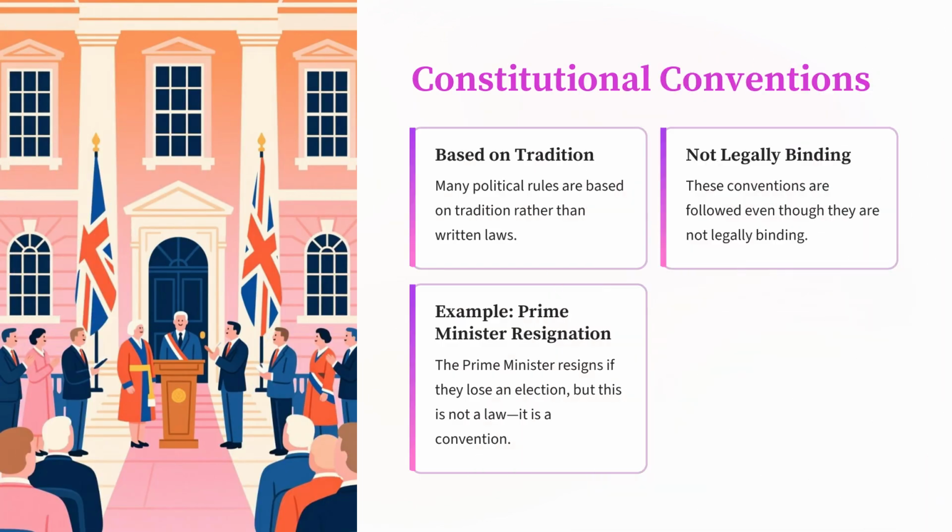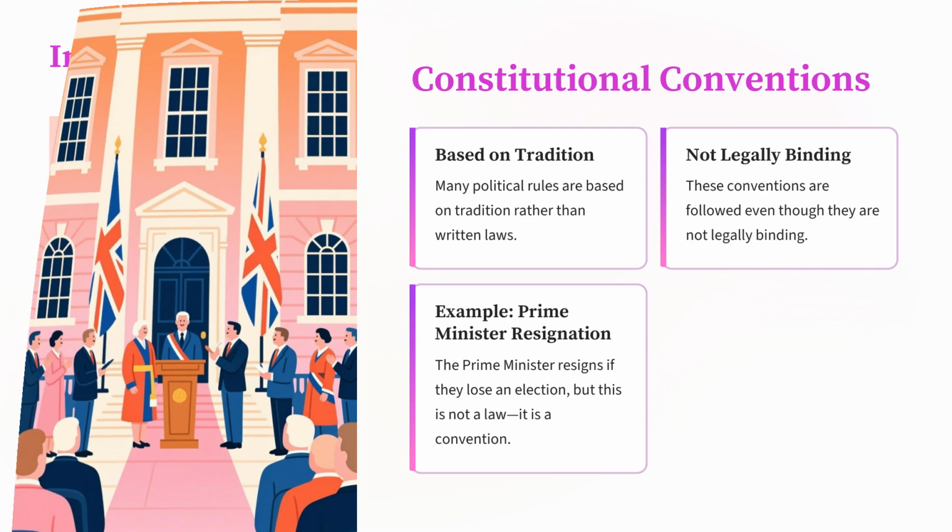Constitutional conventions based on tradition. Many political rules are based on tradition rather than written laws. Not legally binding. These conventions are followed even though they are not legally binding. Example, Prime Minister resignation. The Prime Minister resigns if they lose an election, but this is not a law, it is a convention.